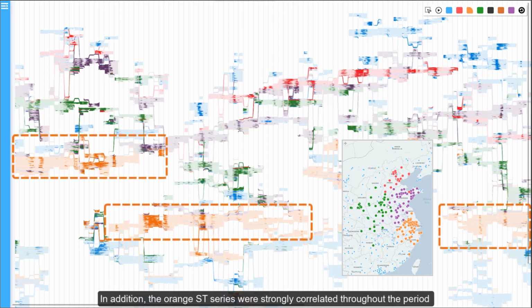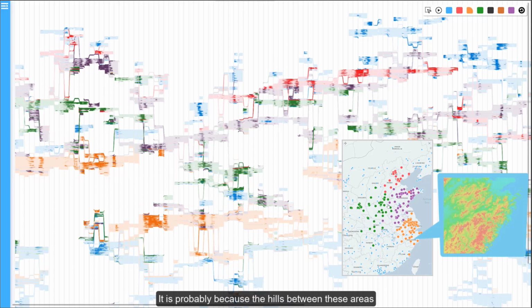In addition, the orange ST series were strongly correlated throughout the period and sometimes were correlated with the northern purple ST series. Interestingly, they had no correlation with the ST series in the south because no blue ST series was found in the involved sessions. It is probably because the hills between these areas would impede pollution propagation.